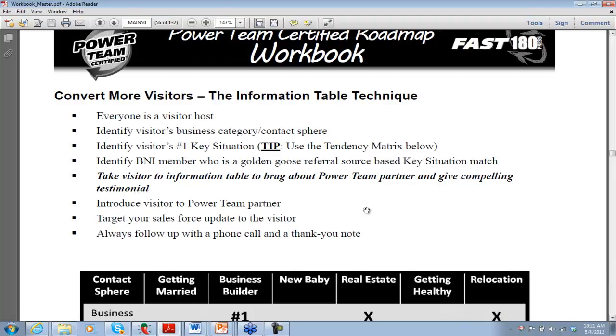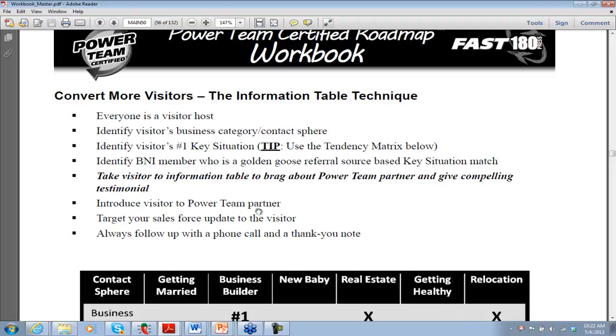And so the key point here is take them to the information table, hand them collateral material from the bragging buddy you're about to introduce them to, and then give that compelling testimonial. Then you walk them over to your Power Team partner and make that connection.